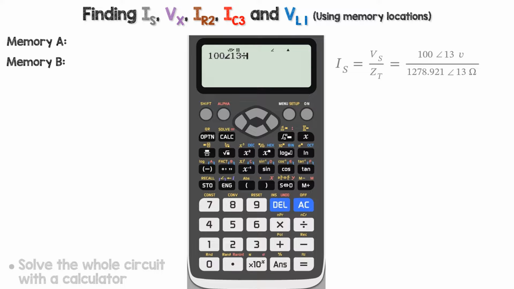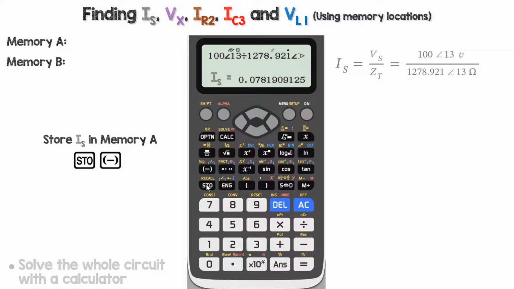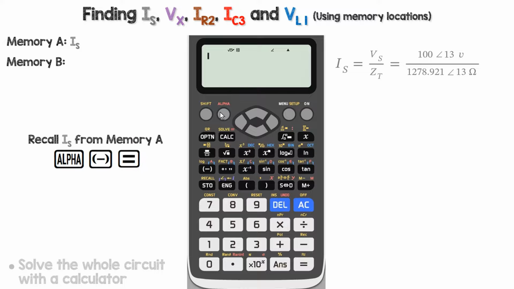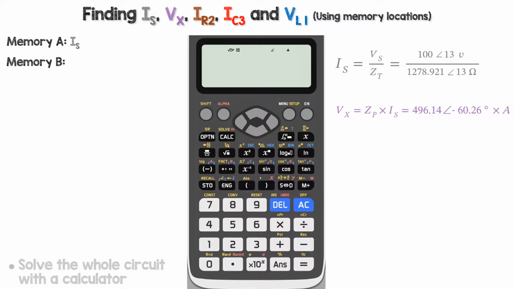Supply current is voltage over total impedance, 100 volts at 13 degrees divided by ZT. So that's 0.07819, with no phase because it's the reference vector on the x-axis. I just stored it into memory location A. You don't have to press equals, it's already there now. And just to recall it, you press alpha and A and then press equals if you want to show it's there. There's our 78 milliamps supply current.